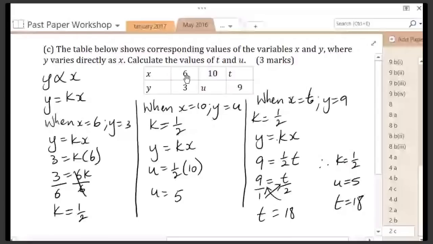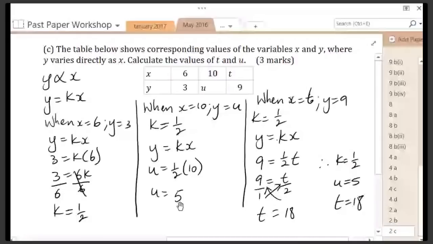When x is 6, y is 3, and I write the formula y is equal to kx and substitute x and y and solve for k. Okay, k here is equal to half. Now in all the calculations that I'm going to perform in the future, I'm going to use k is equal to a half for this problem. So now in this column here, when x is 10, y is u, and k is equal to a half, so I write here that y is equal to kx, and I'm substituting here. So u is equal to a half multiplied by 10 here. Half of 10 is 5, so u is 5.